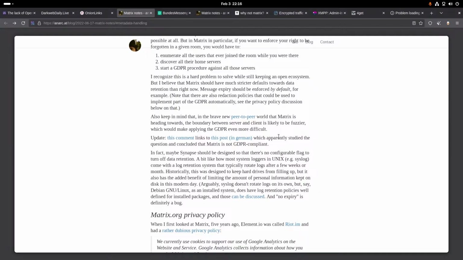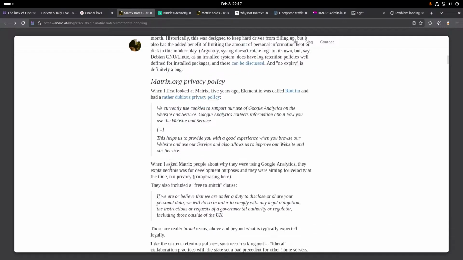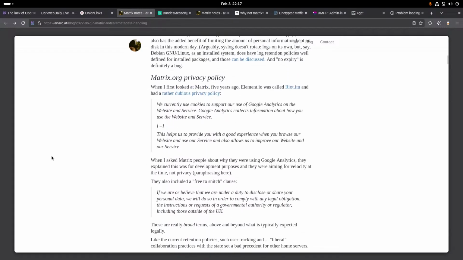So, back. In fact, maybe Synapse should be designed so that there's no configurable flag, blah, blah, blah. Oh, Matrix.org privacy policy. And this is something that I always look at when I look at software. I look at the privacy policy.